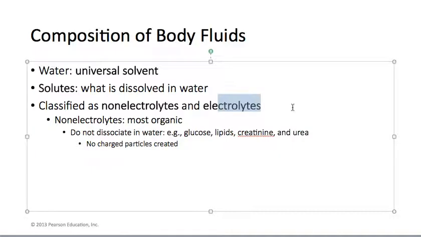And when you think about electrolytes, like in sports drinks, like Gatorade, you're looking at things like sodium, potassium. So non-electrolytes, they're most organic compounds and they don't dissociate in water. So those include glucose, lipids, so the fats. Creatinine is a product that is filtered by the kidneys. We talk about this more in the kidney chapter. And urea, which is what makes up urine, uric acid. So these do not involve charged particles.